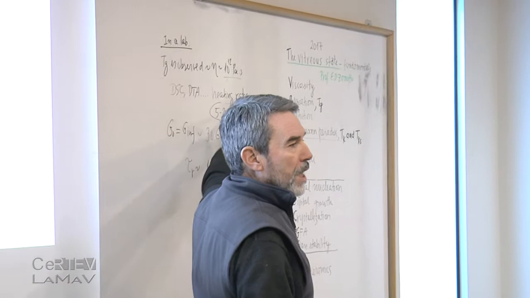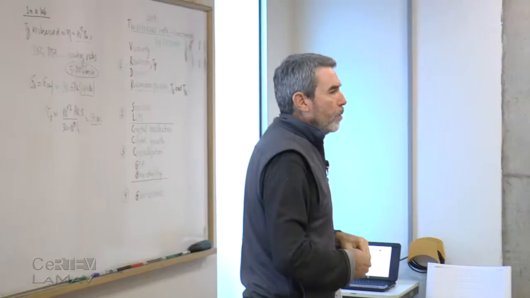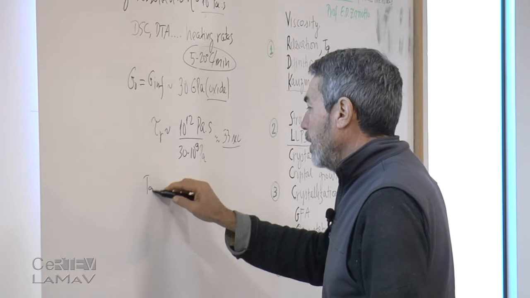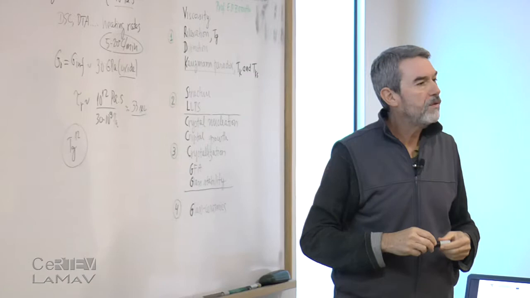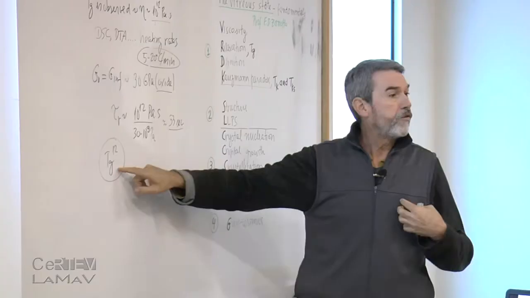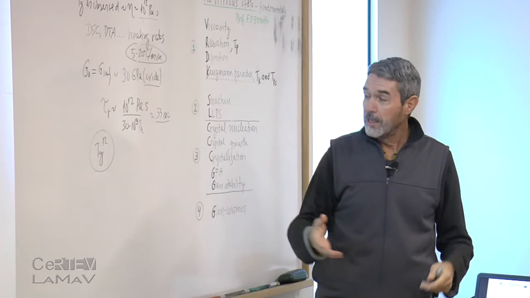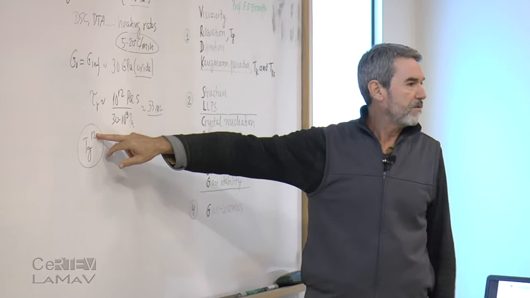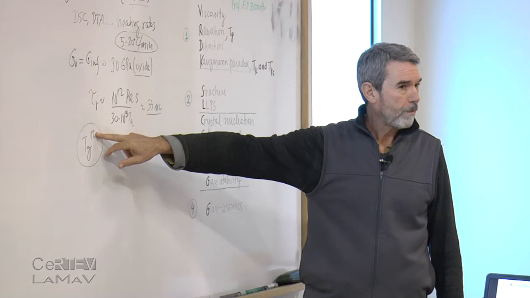So to normalize things, to be useful, instead of writing only Tg, we normally say Tg12. This is a very good way to define Tg. Tg, for all practical purposes, is the temperature where the viscosity is 10 to the 12 Pascal second. Okay? Is this clear?